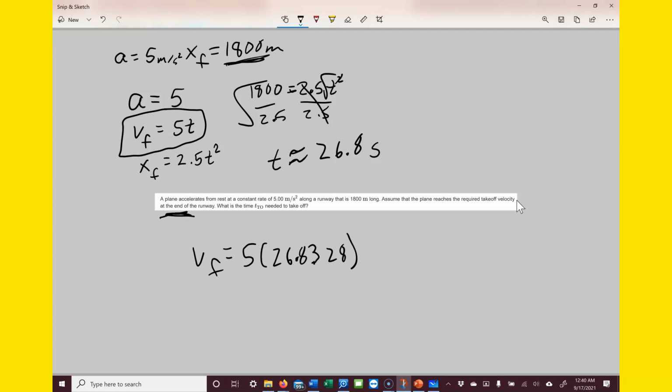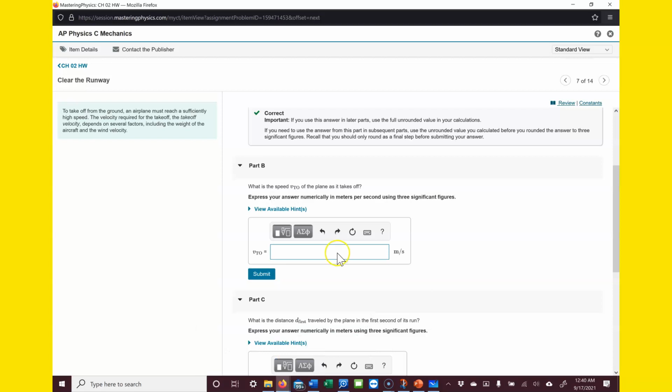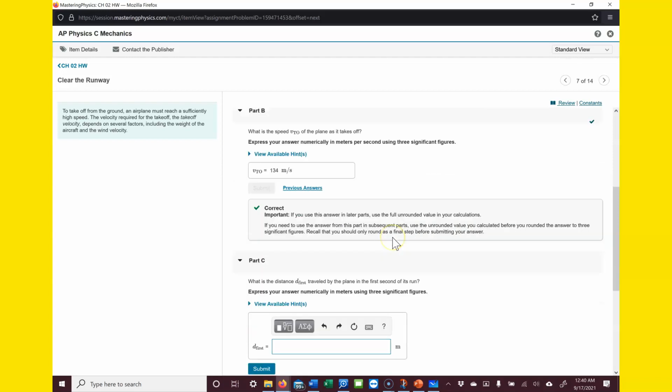So, let's just say times 5, and that is 134.16. Alright, and let's go back and plug that in. Three significant figures would just be 134.